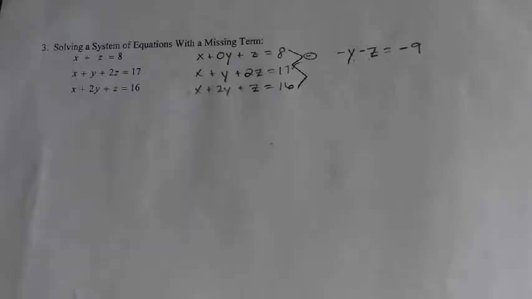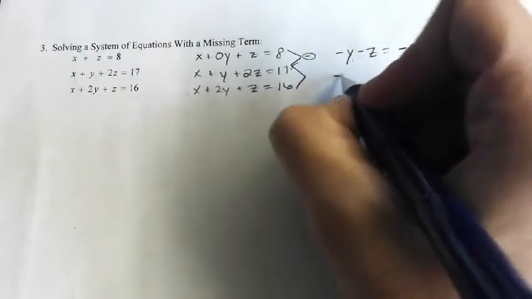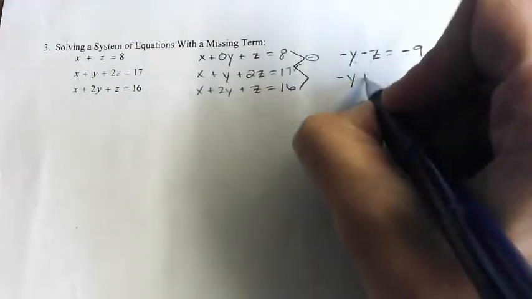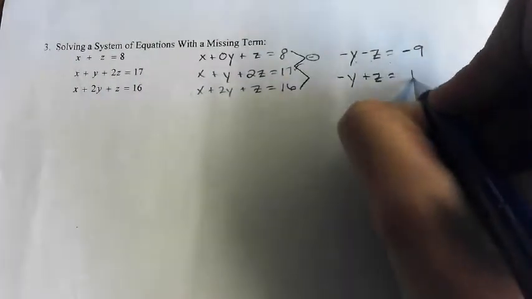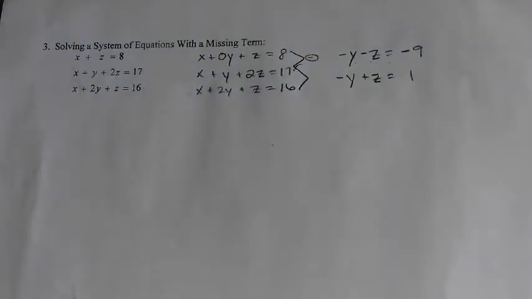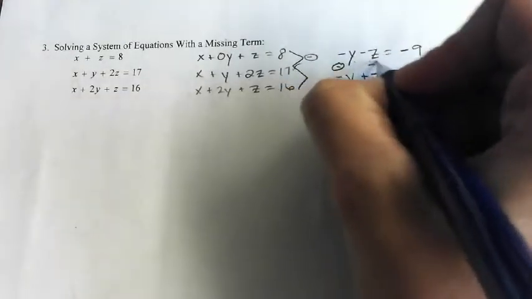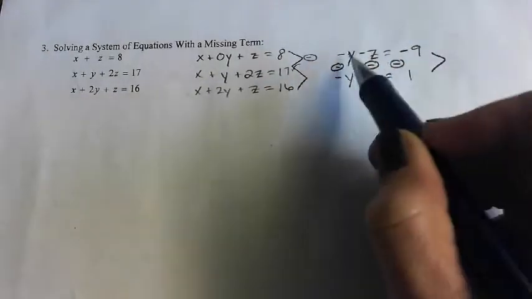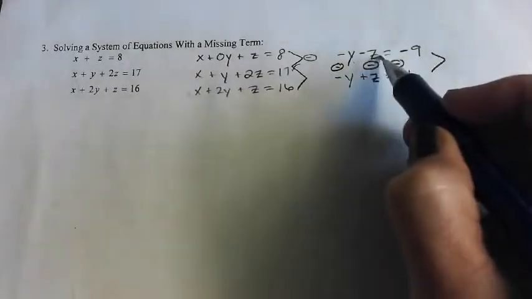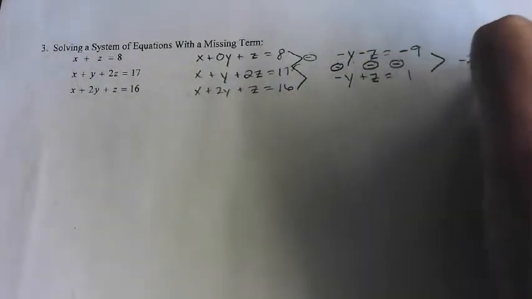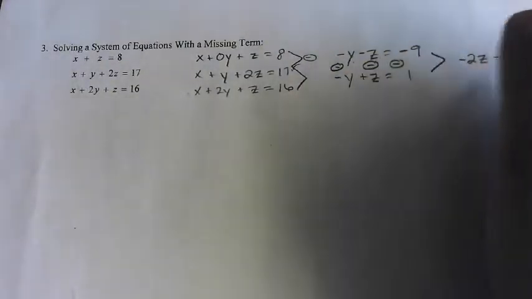Second two equations also subtract. 1y minus 2y is negative y. 2z minus z is plus a z. 17 minus 16 is 1. And now those y's are already the same sign, which means subtract again. So I get negative y minus negative y gone. Negative z minus z is negative 2z. Negative 9 minus 1, negative 10.